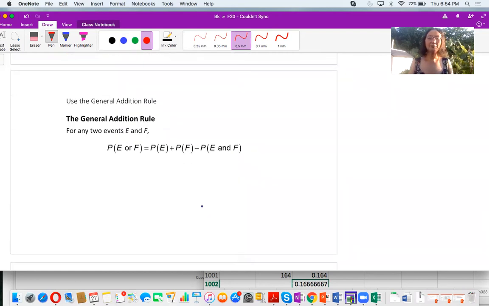So generally speaking, when you have 2 events, E and F, not necessarily disjoint, they're just 2 events, the probability of E or F equals the probability of E plus the probability of F minus the probability of E and F. That is the general addition rule. And if E and F are disjoint, you don't have this last item here.